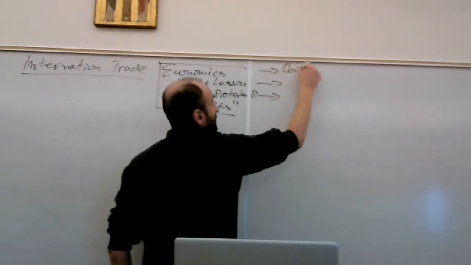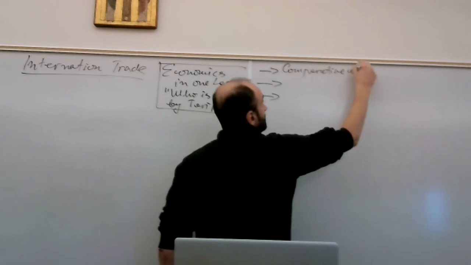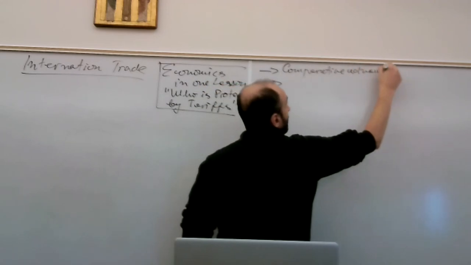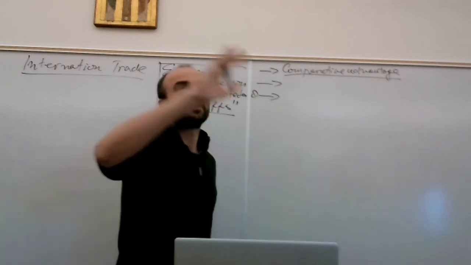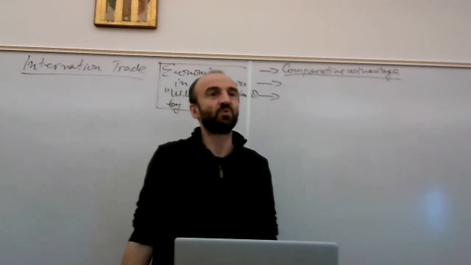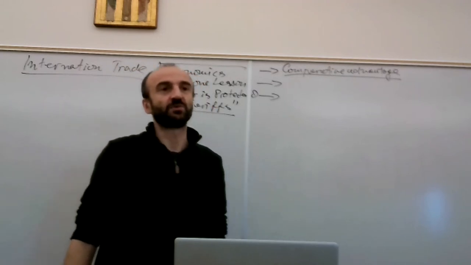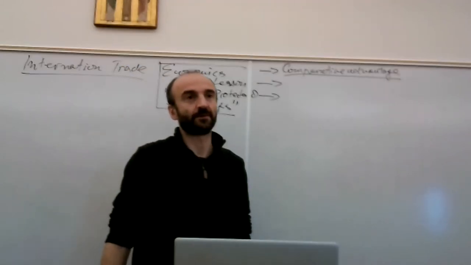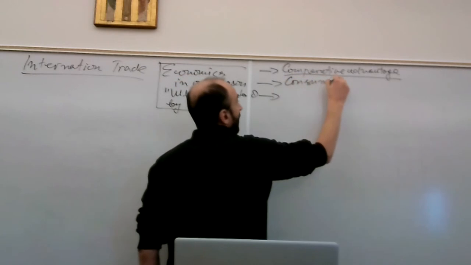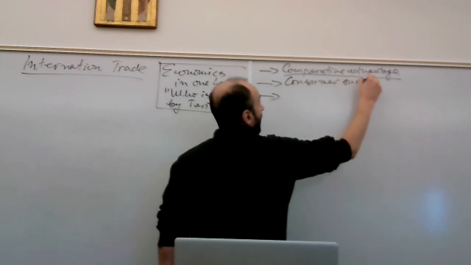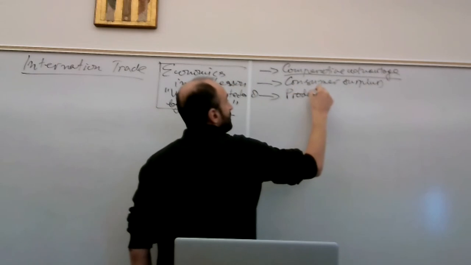Comparative advantage, number one. This is the core. This concept is the core of the trade theory. The entire international trade theory is just one simple and straightforward application of the principle of comparative advantage. Okay? Second concept is consumer surplus. And the third concept is producer surplus.